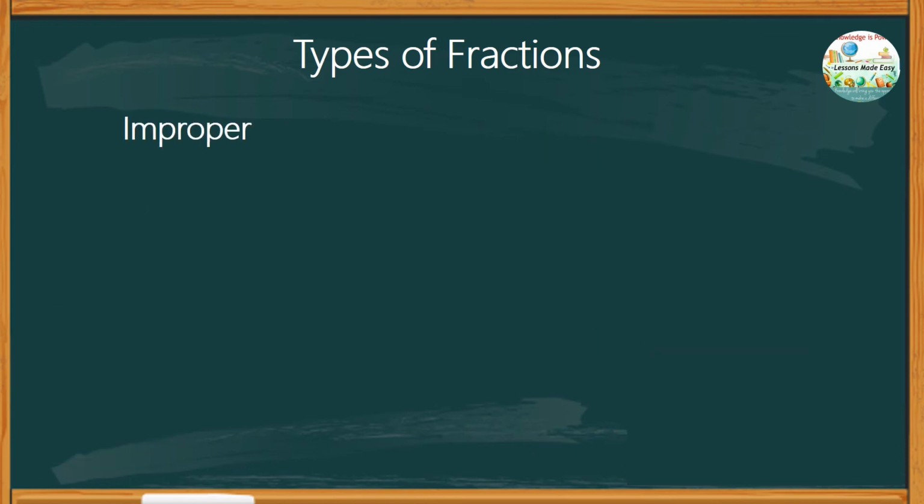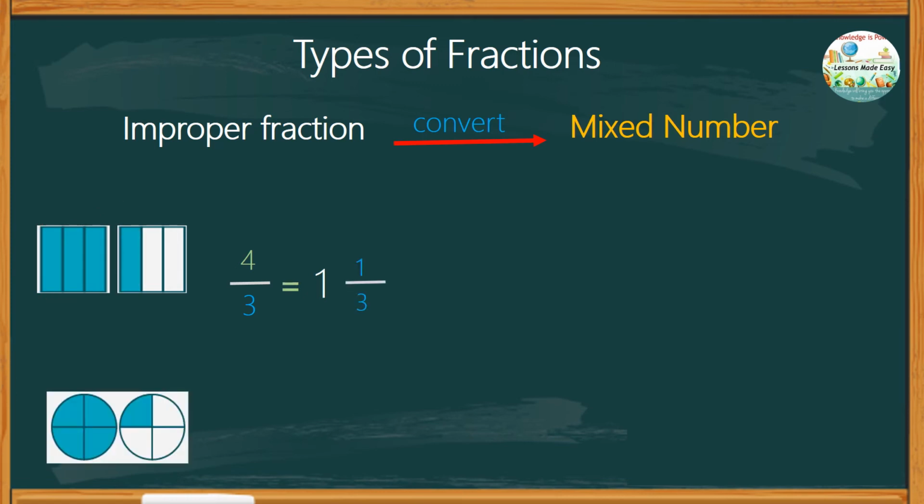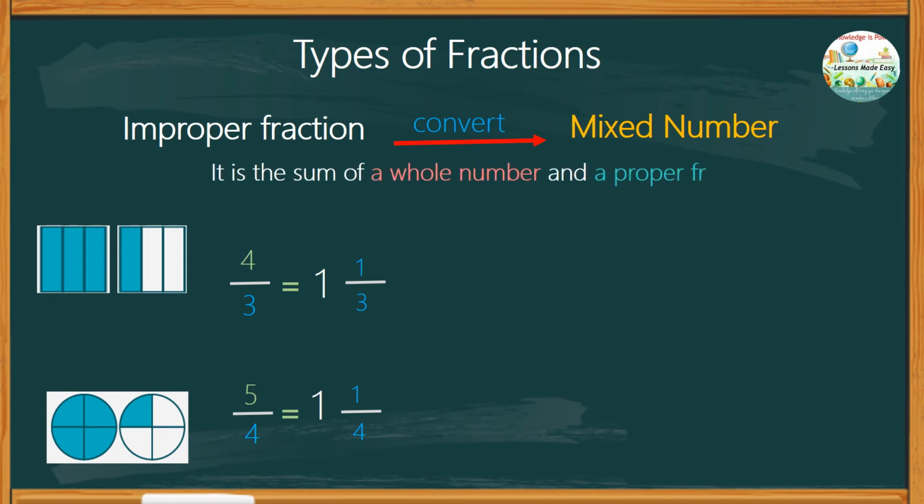An improper fraction can be converted into a mixed fraction or a mixed number. Let's look at our previous example, 4 over 3. In this figure, you can see 1 whole plus 1/3. Let's try another one. 5 over 4 is the same as 1 whole plus 1/4. A mixed number, therefore, is the sum of a whole number and a proper fraction.